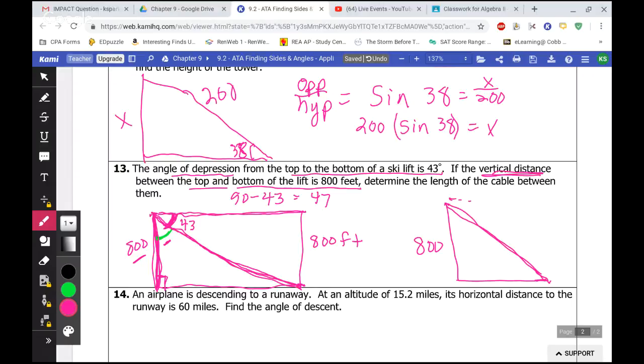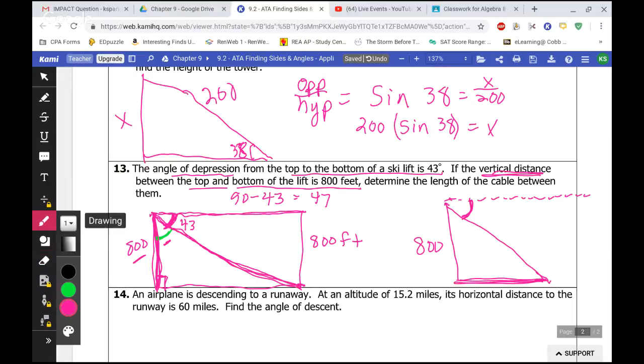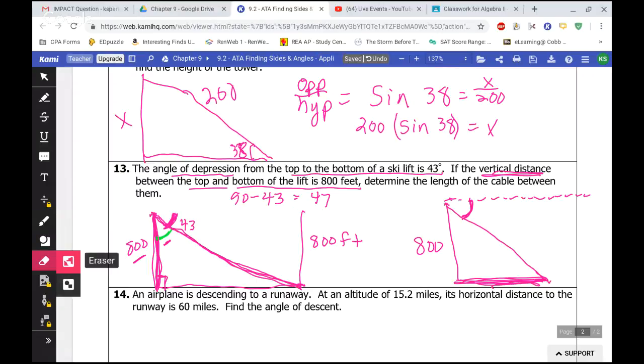The angle of depression is the angle between the horizontal line at the top of this triangle, which is basically parallel to the ground, and the cable. It's from this line here that is parallel to the ground line. Does that make sense now? Because I made that dotted line. It's almost like this imaginary line, which I didn't really do imaginary over here. So let me do that.